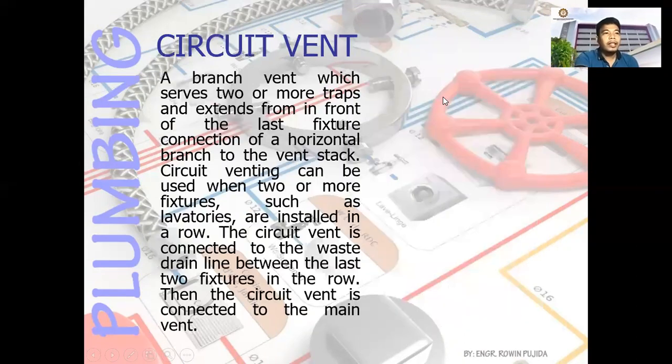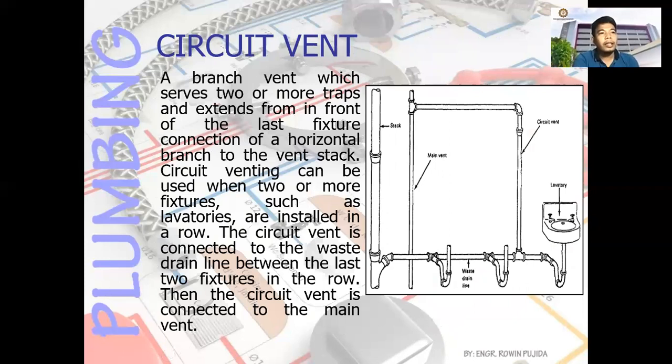Okay, that is the individual vent, this one. Okay. Next is the circuit vent, a branch vent which serves two or more traps and extends from in front of the last fixture connection of the horizontal branch to the vent stack. Circuit venting can be used when two or more fixtures such as lavatories are installed in a row, that is, a battery of fixtures. The circuit vent is connected to the waste drain line between the last two fixtures in the row. Then the circuit vent is connected to the main vent.